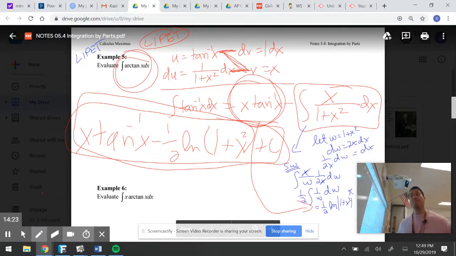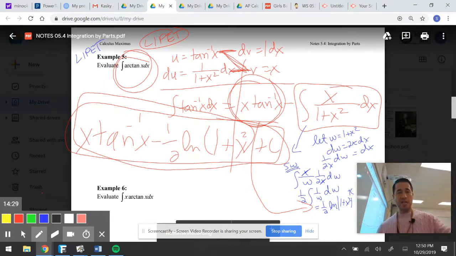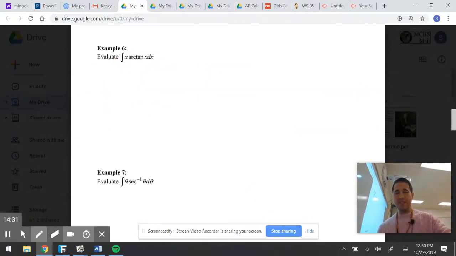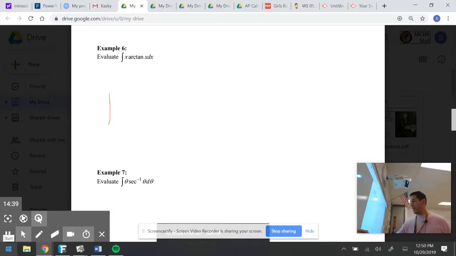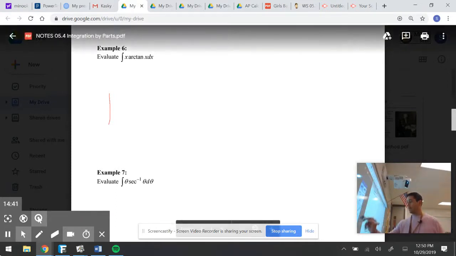Now, as I pull up yet another screen, try example 6 on your own. All right, class, looking at this, example 6 and example 7. We just did like 5 of these, so I'm going to have you do those on your own, okay? And remind me tomorrow in class to make sure we do those in class, okay?